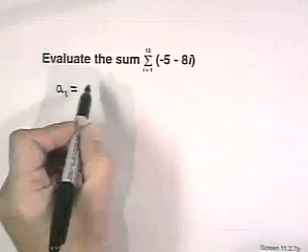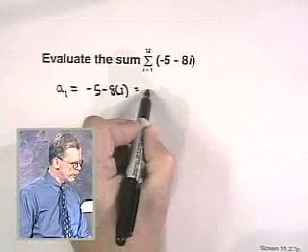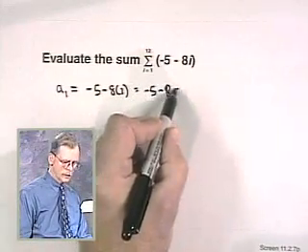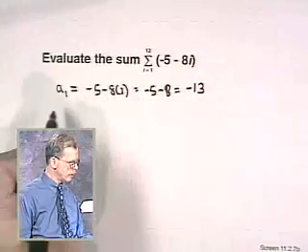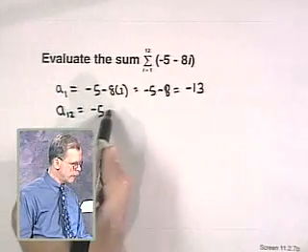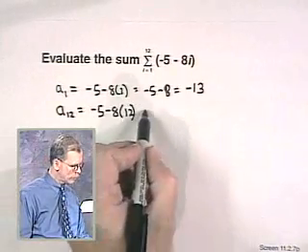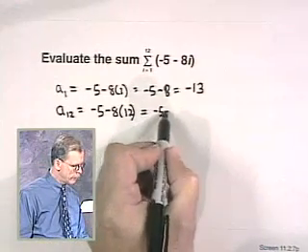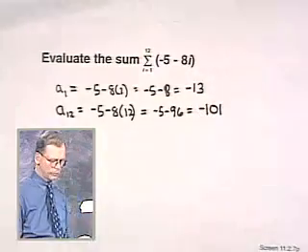Let's see what the solution really is. We'll first calculate a1 to be negative 5 minus 8 times 1, which is negative 5 minus 8 equals negative 13. We'll now calculate the last term, which is a sub 12, which is negative 5 minus 8 times 12, which is negative 5 minus 96, or negative 101.